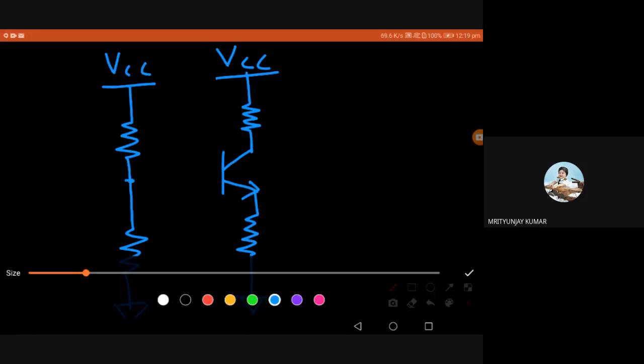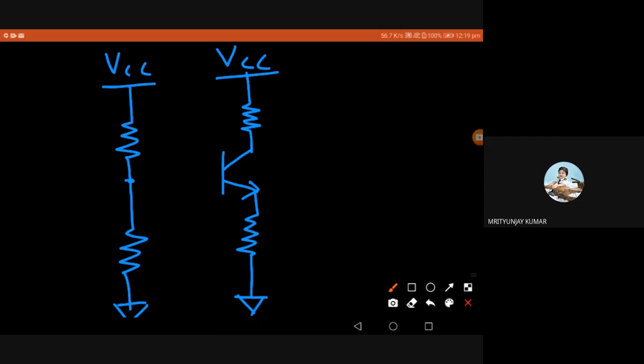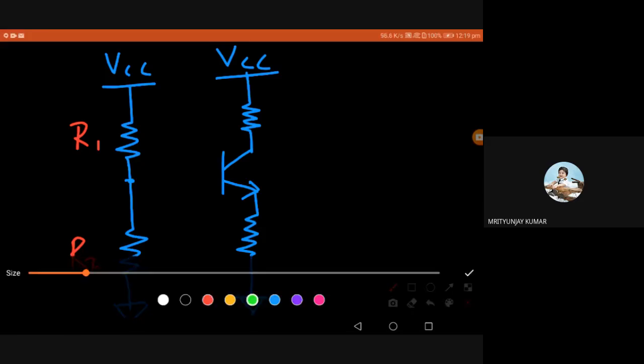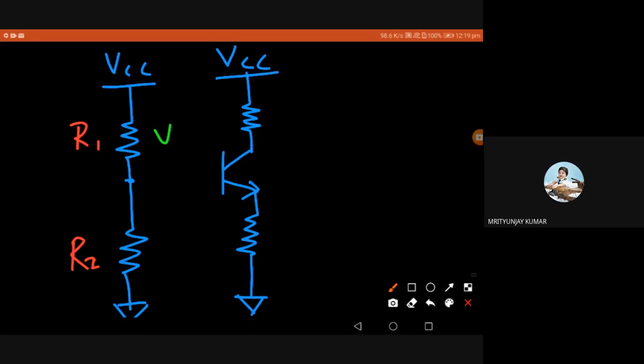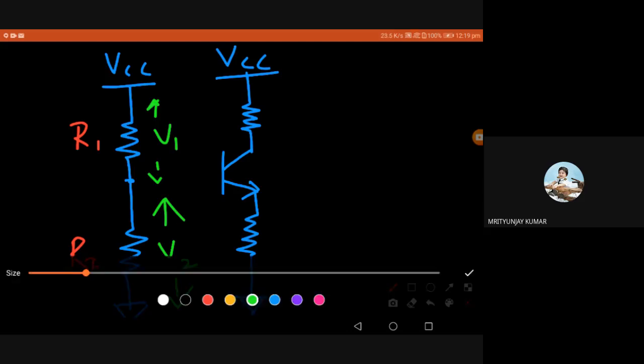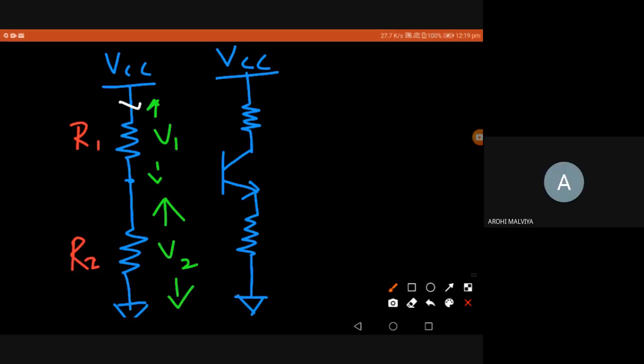For example, I call this resistance RA or R1, this R2. So what I'll get is a voltage drop V1 across R1 and another voltage V2 which is dropped across R2. Clear? Very simple. Two resistances and there will be a current I passing through them.